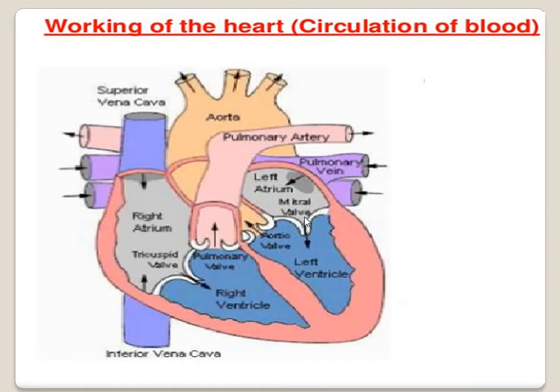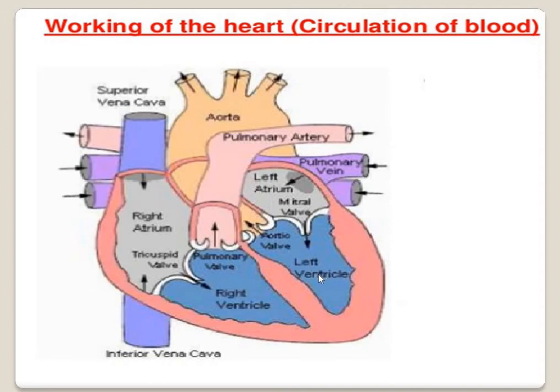Each half consists of an upper thin-walled atrium, which is also known as auricle. Atrium and auricle mean the same. And the lower comparatively thick-walled, that is the ventricle. Auricles are the receiving chambers and ventricles act as pumping chambers. Walls of the auricle are thinner because they only have to receive the blood, while the walls of the ventricles are thicker because they have to pump the blood.